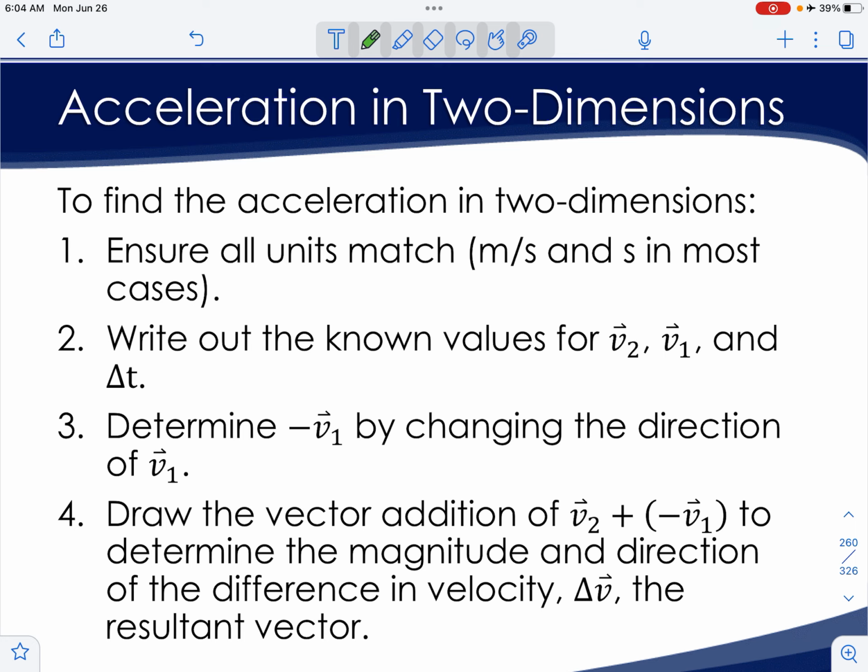To find the acceleration in 2 dimensions, ensure all units match: meters per second and seconds in most cases. Write out the known values, v2, v1, and delta t. Determine negative v1 by changing the direction of v1. Draw the vector addition, v2 plus negative v1, to determine the magnitude and direction. Because remember, basically they're saying, how would you solve this problem? You would have to make this into v2 plus negative v1, over delta t, to determine the magnitude and direction of the difference in velocity.